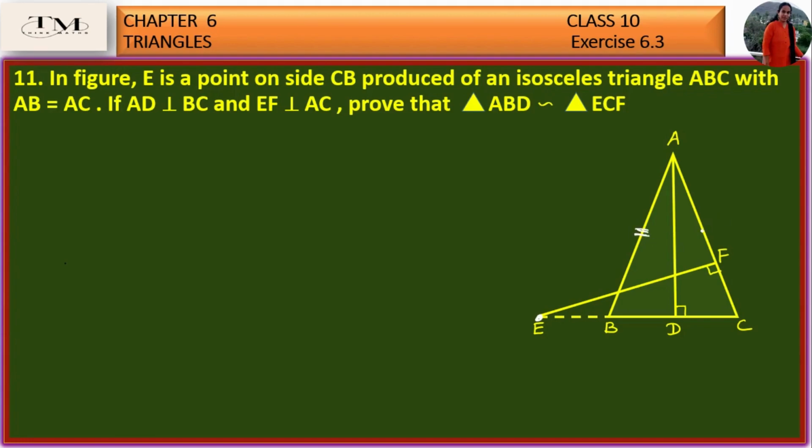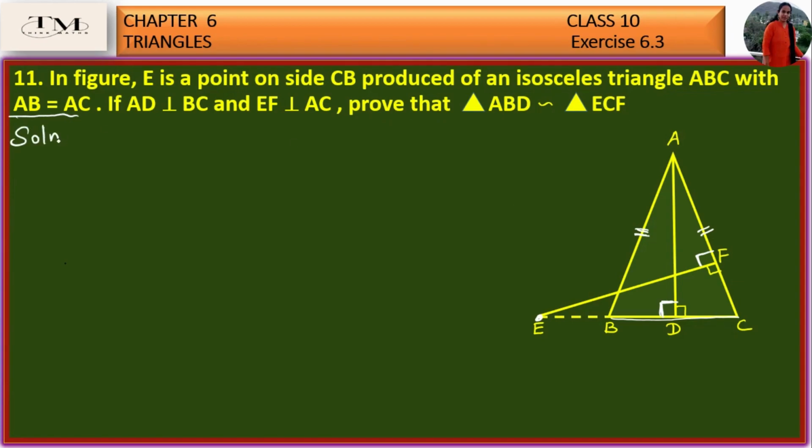ABC is an isosceles triangle with AB. In an isosceles triangle, two sides will be equal. So here it is given that AB is equal to AC. Next point, AD perpendicular to BC. Perpendicular means this line AD makes an angle 90 degrees with the line BC. In the same way, EF perpendicular to AC means EF makes an angle 90 degrees with AC. So if angle ADC is 90 degrees, this angle will also be 90 degrees, because in a linear pair, the angles add up to 180 degrees. So on both sides, we will have 90 degrees. We have to prove triangle ABD similar to triangle ECF.